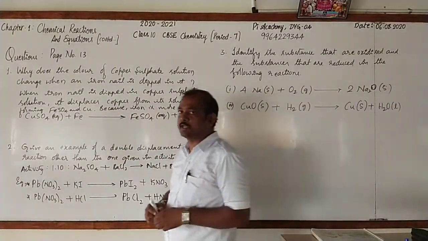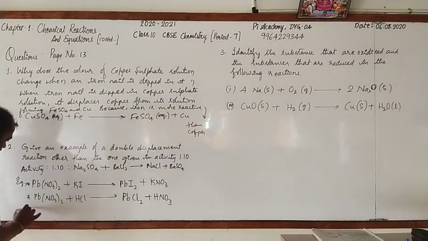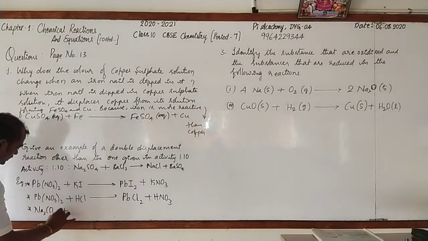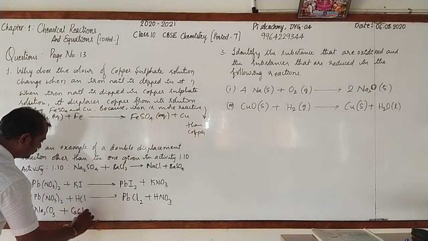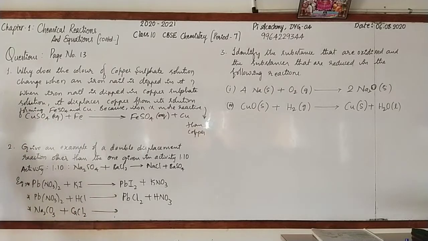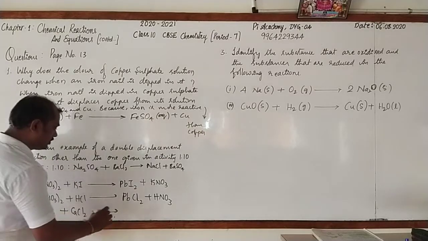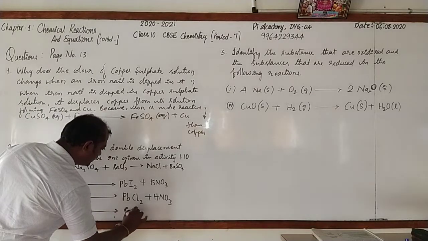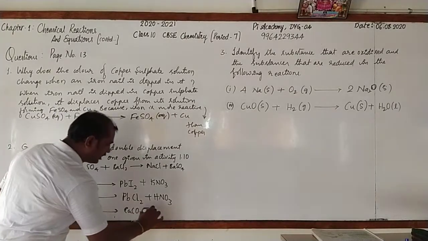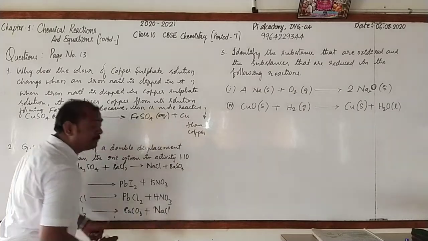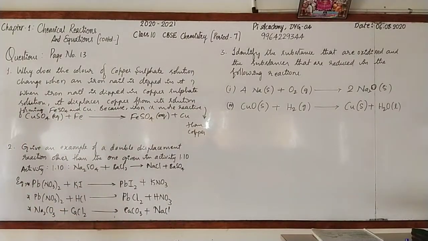I'll take one more example. It is Na2CO3. What is it? Sodium carbonate. Then CaCl2, this is calcium chloride. The aqueous solutions of these two react with each other to form calcium carbonate, CaCO3, plus NaCl. So please balance the equations yourself.